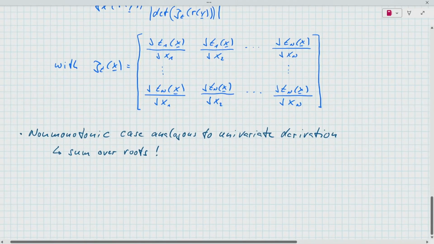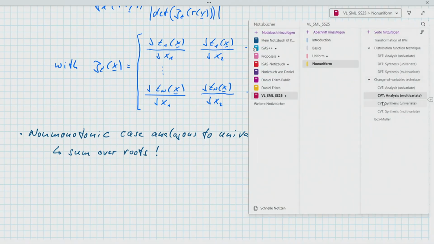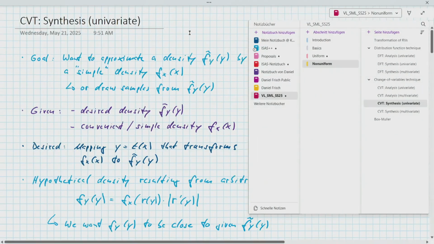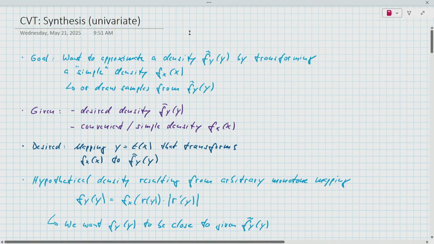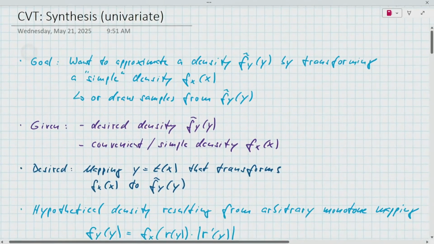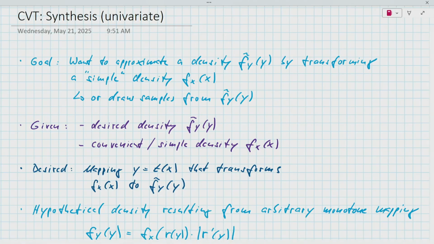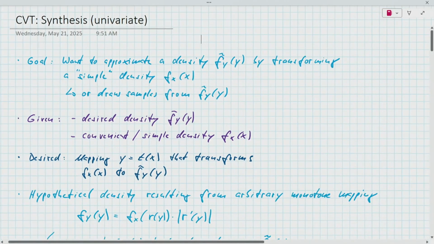Okay, then we will go to the synthesis. Synthesis for the univariate case first. And that is still complicated enough, at least complicated enough to explain. I think once you get it, it's not that complicated anymore, but to convey the idea.